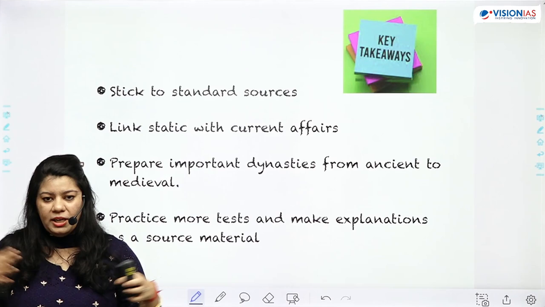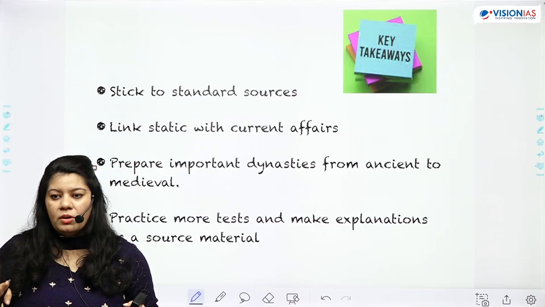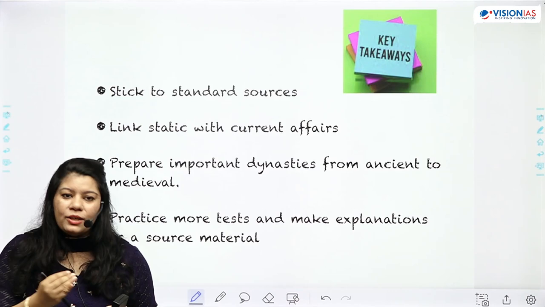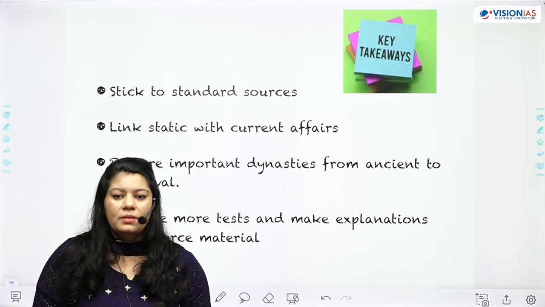But you will always be able to recall those facts only if you know the relevance of why you are reading it, right? As I told you, if you are preparing terminologies blindly, you won't be able to remember them. But if you attach the learning of terminology with the Vijayanagar Empire, you will give your brain a signal that, okay, this dynasty is important, I need to remember the terms related to it. Then only will you recall terms, right?